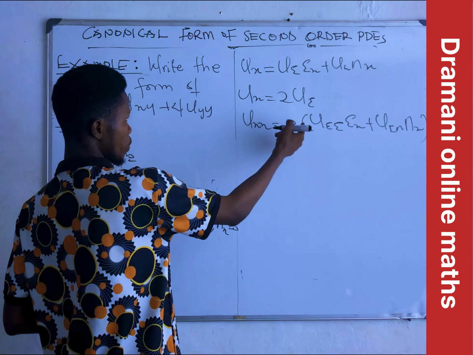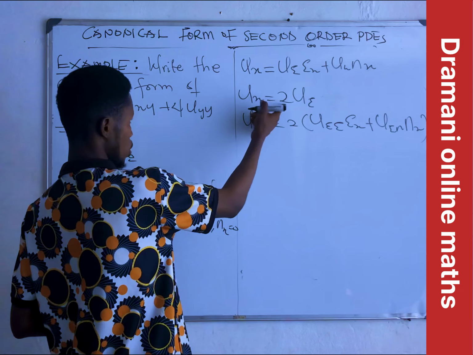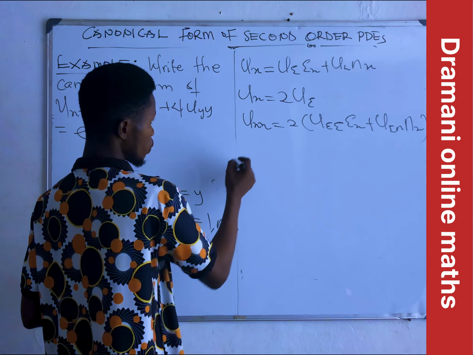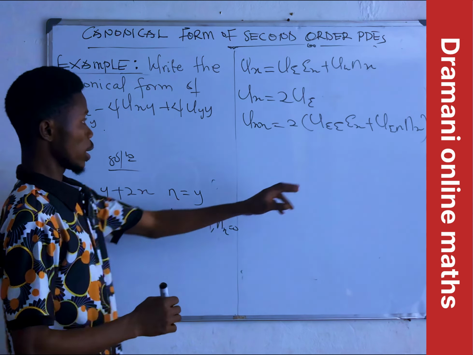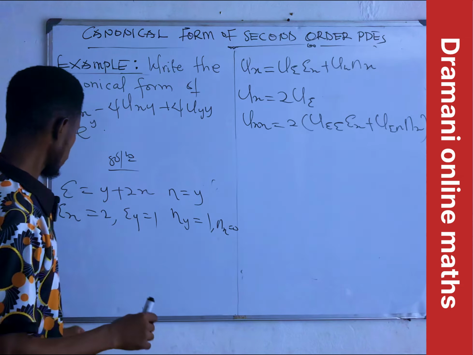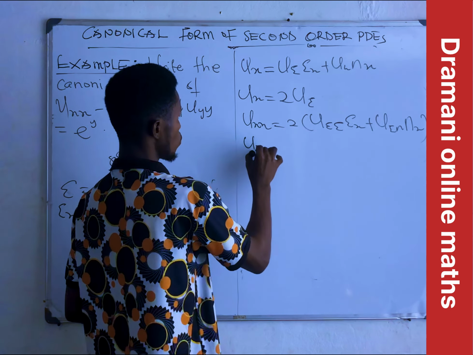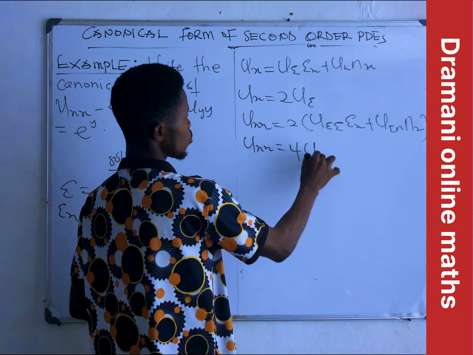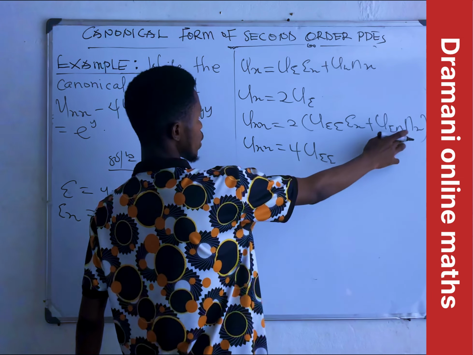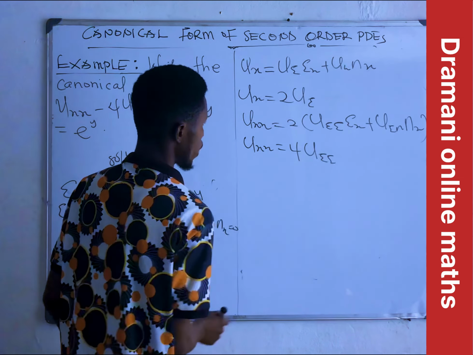If I hold this and differentiate, this is constant. It will be 0. 0 times this will be 0. So there's no need for me to continue. Now, xi x is 2. So if I put 2 here, 2 times 2 is 4. So I have uxx equals 4u xi. Eta x is 0, so there's no need to bring that one.